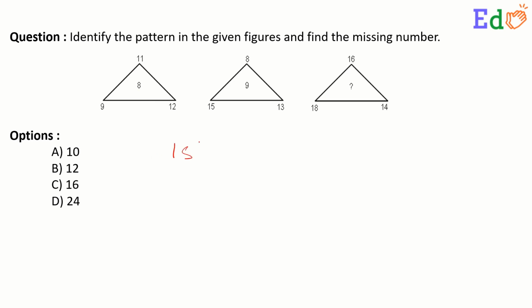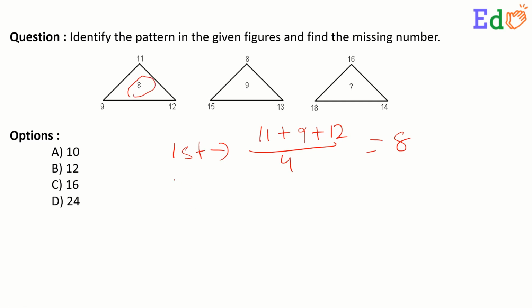In the first triangle, the numbers written at the vertices are 11 plus 9 plus 12 divided by 4, which is 8. That means the rule is very simple: sum of the numbers at the vertices divided by 4 gives the number written at the center, which is 8 over here.